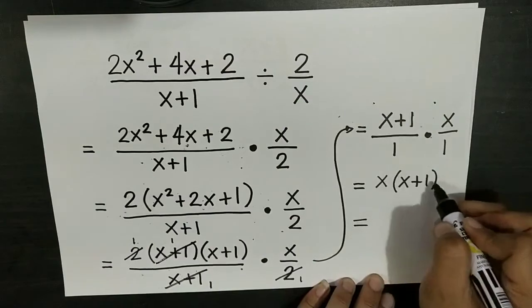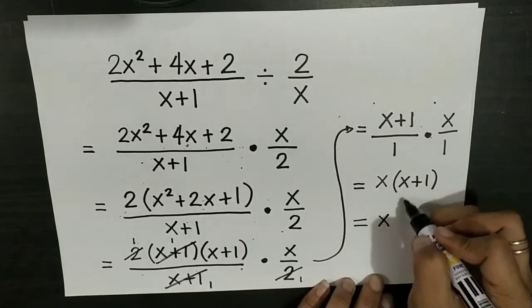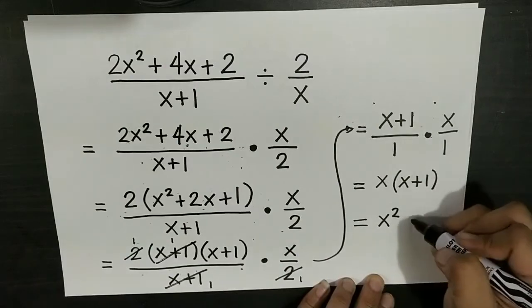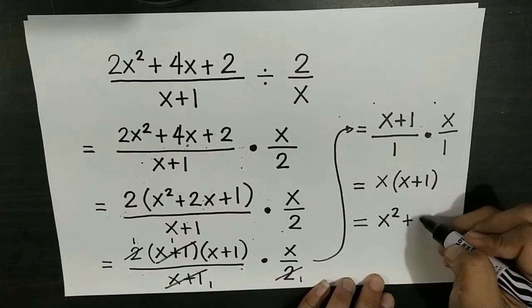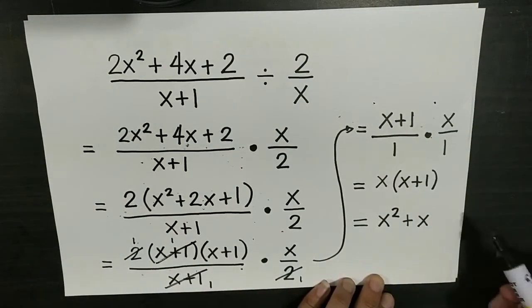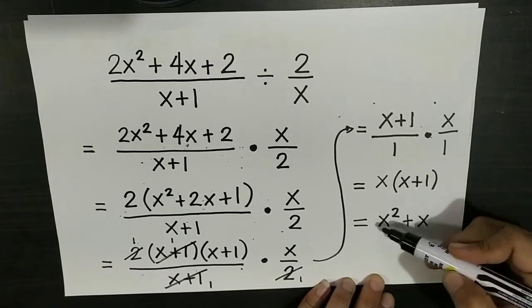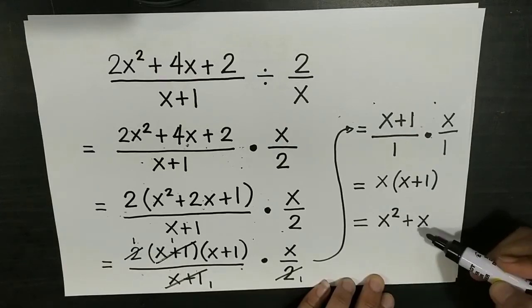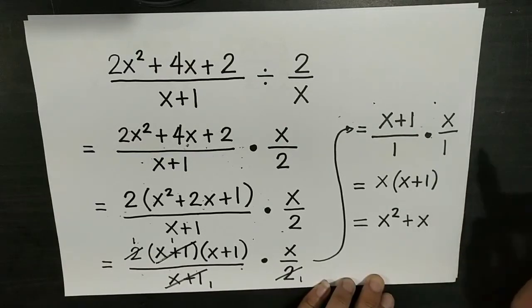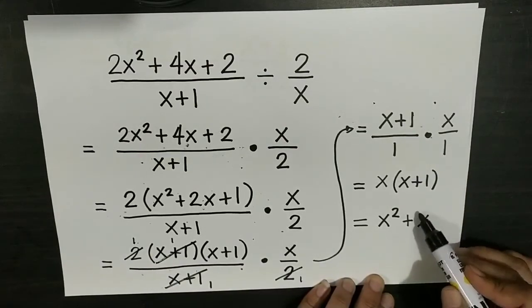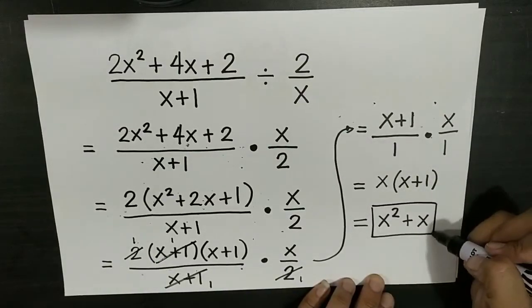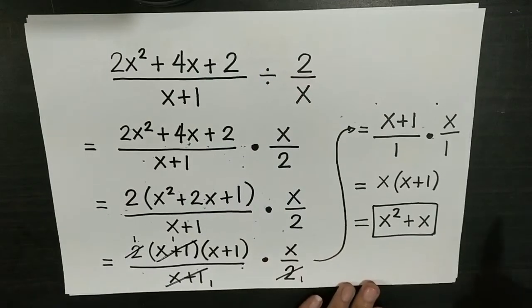By distributive property, we will multiply x to x, the answer is x squared, then x times positive 1 is positive 1x. We don't need to write 1 here, because it's understood that if there's no numerical coefficient written like 2, 3, 4 and so on, it's understood that it's 1. So this is now the answer in this problem.